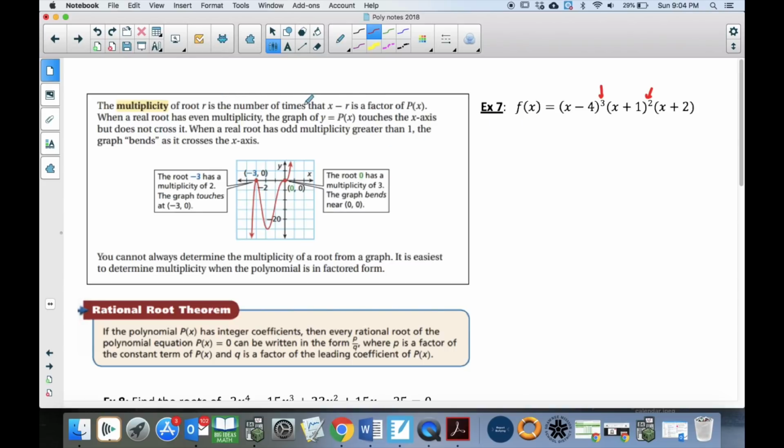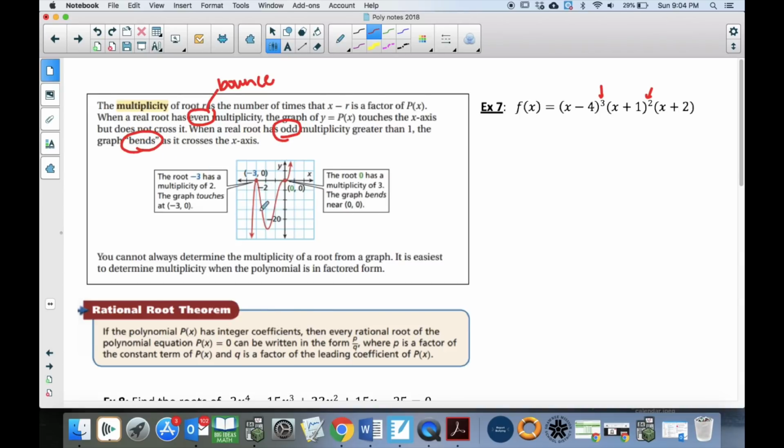If we read through here, it says if it has an even multiplicity, then it doesn't cross. It touches it, but it does not cross it. And that's what I call a bounce. So an even multiplicity, I call that a bounce. Then, if it has odd multiplicity, it bends as it crosses over.